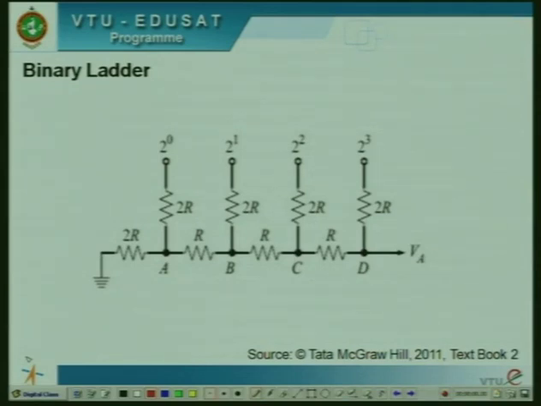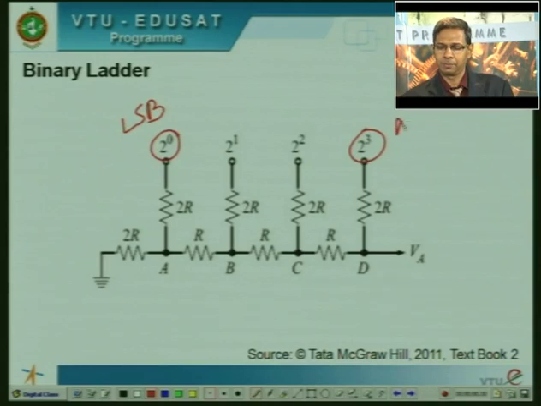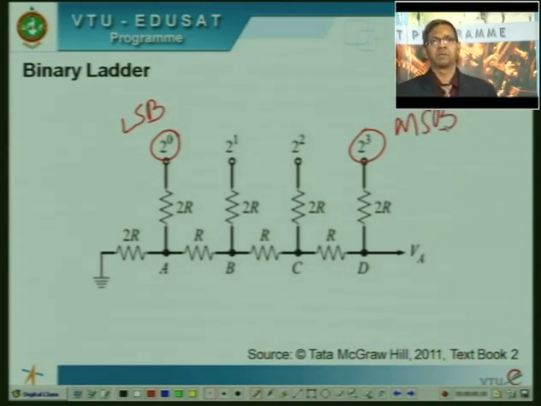Students need not get confused. This time we are going to have 2 raised to 0 on the extreme left. So LSB is here and MSB is on this side. That's the only variation, whereas in the case of a variable resistor network, you had the LSB on the extreme right. So don't get confused by that.